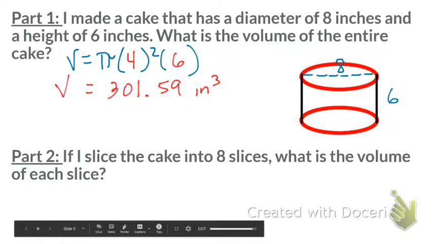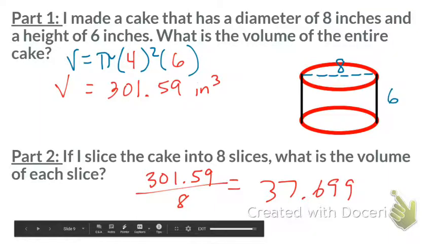Now, if I only want the volume of one slice of that cake, and I'm cutting it into 8 equal slices, I'm going to take that amount and divide it by 8. And I should get 37.699, so we'll just call it 37.7 inches cubed. This is for one slice of the cake.